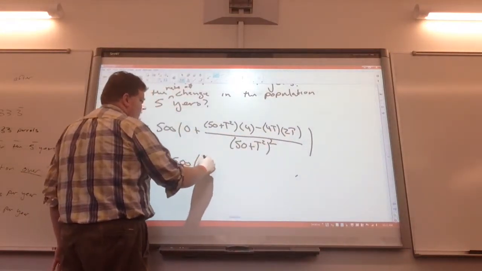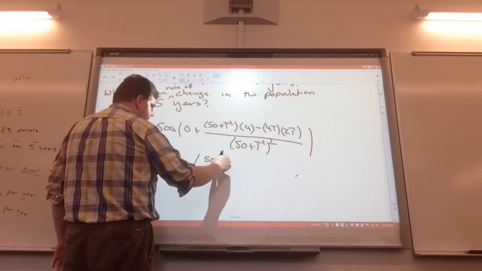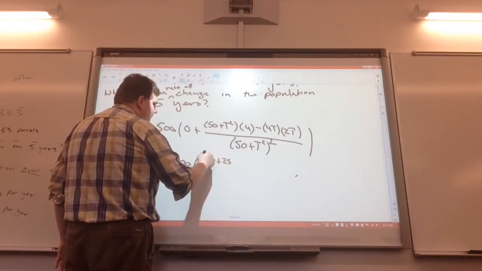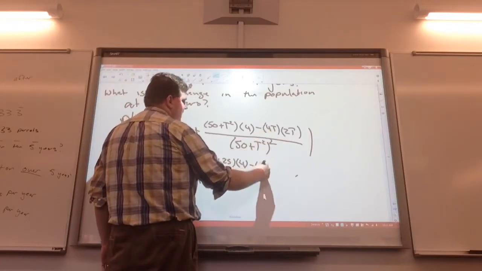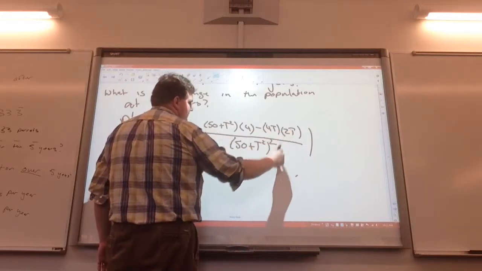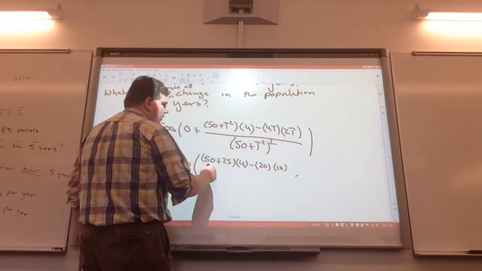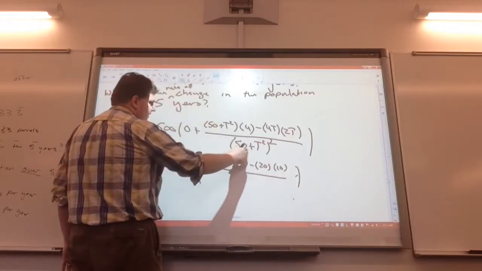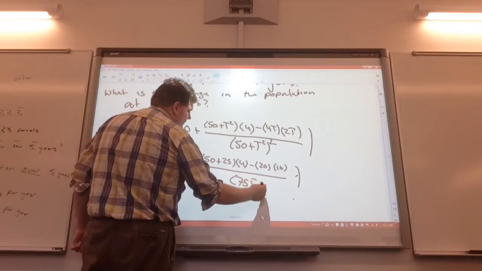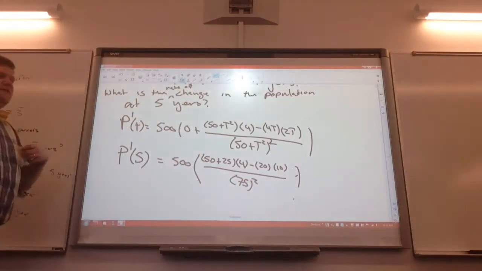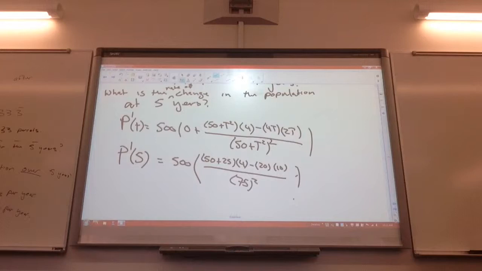So it's going to be 50 plus 5 squared, which is 25, times 4 minus 4 times 5, which is 20, times 2 times 5, which is 10, all over 50 plus 25 squared. Which is 50 plus 25 is 75, so we'll just make that 75 squared. Nice. At this point, should I keep going by hand? Nope. At this point, whip out one of these guys. That's what they're for.